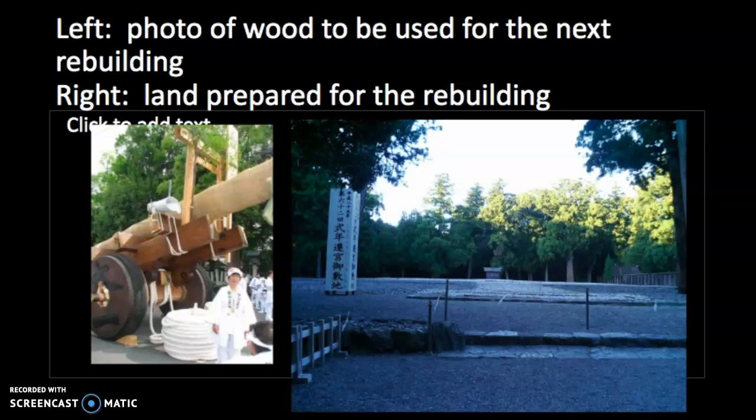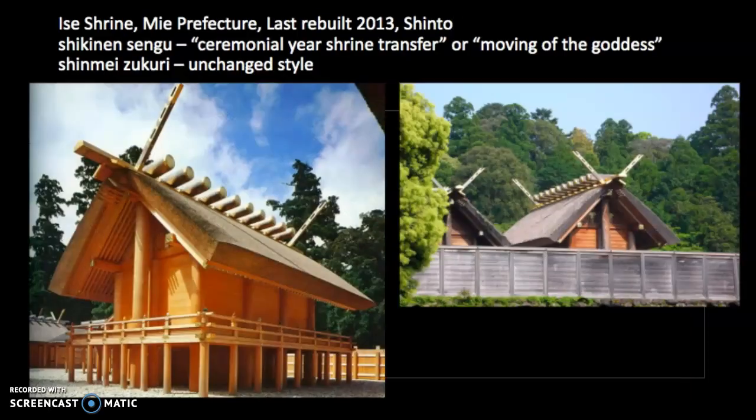This ritual of taking down, rebuilding, moving the location slightly of the main shrine, has been going on since the year 690 CE, hundreds and hundreds of years. And there's only been occasional interruptions in this ritual process, and the last time it was rebuilt was October of 2013. What we see is the style and technique of ancient Japanese buildings.